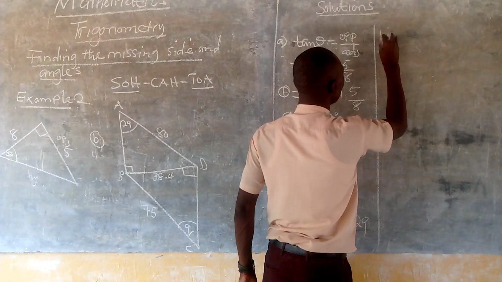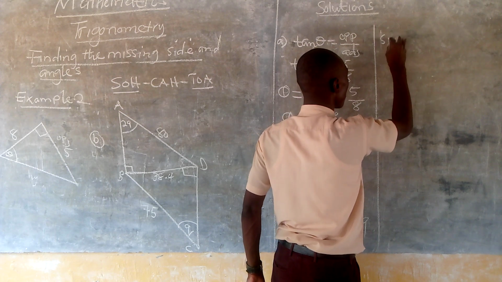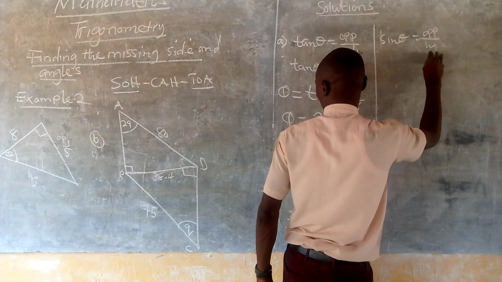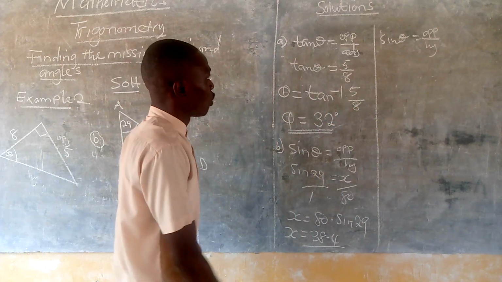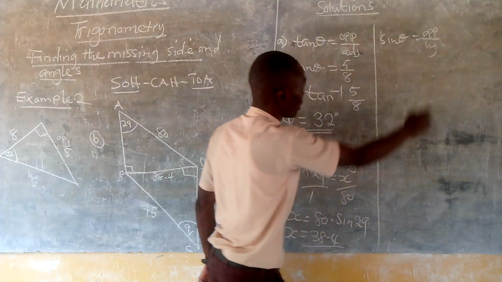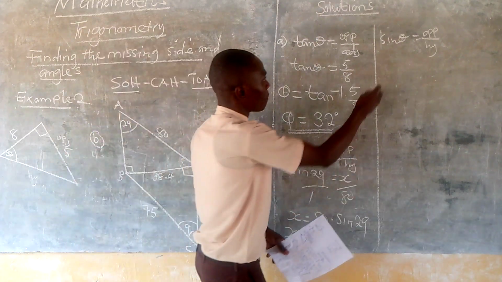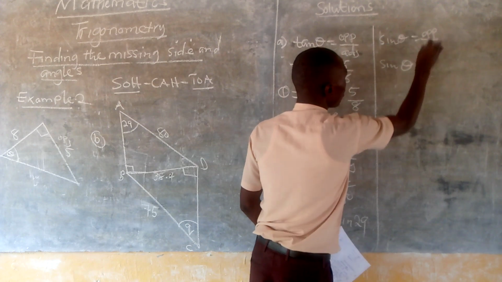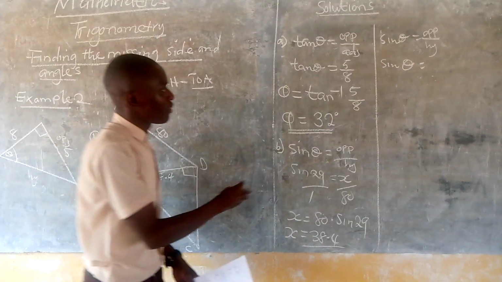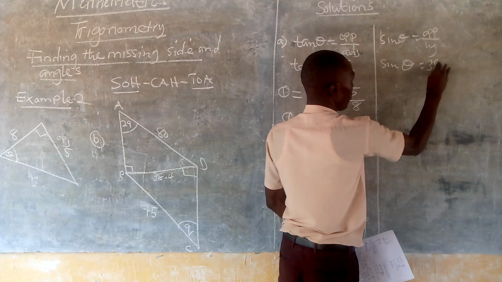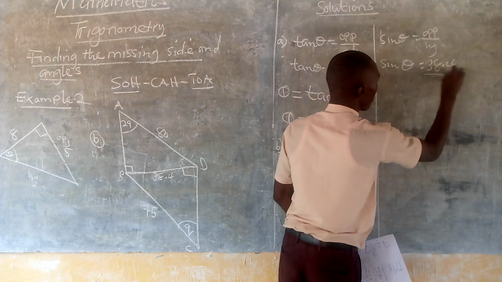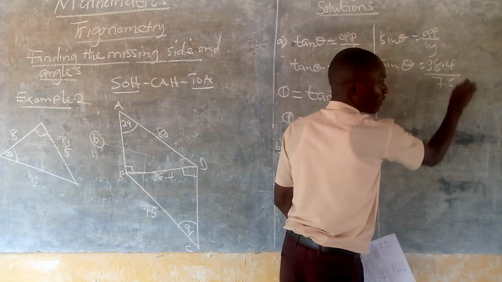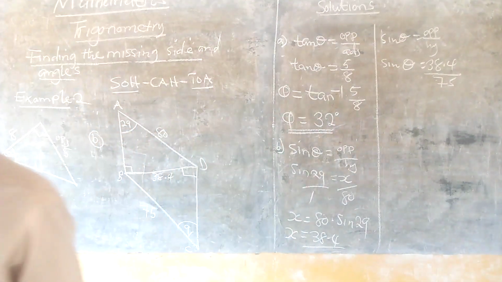So it will be sine theta equals opposite over hypotenuse. Theta is what we are looking for. For opposite, we have 38.4 over hypotenuse, which is 75. Are we together? Good.